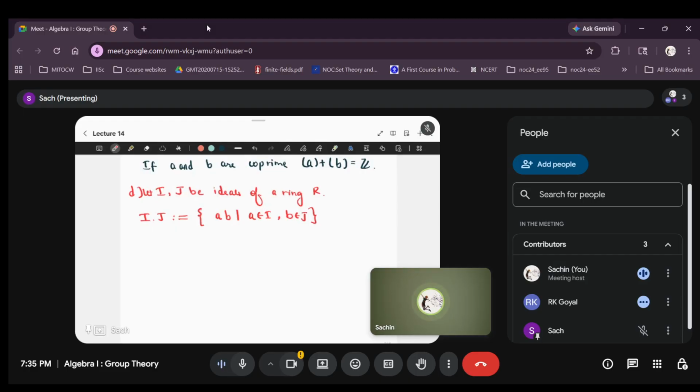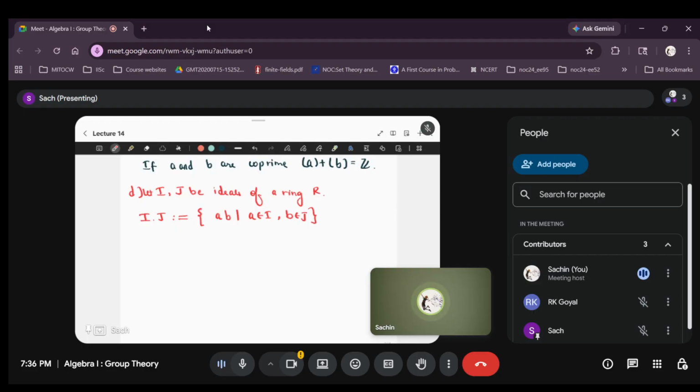Yes, first closure, we'll always start with closure. Is that closed? That's not obvious, right? We don't know. It looks like it won't be, and we can give counterexamples later. There's no guarantee that AB plus CD will be a product of some element in I and some element in J, right? So this simple definition will not give an ideal.